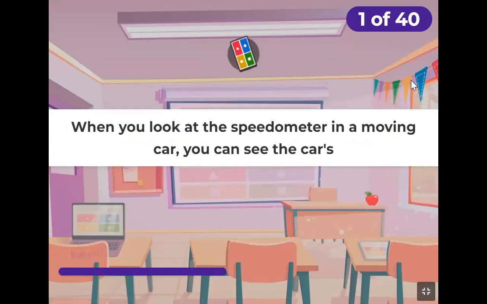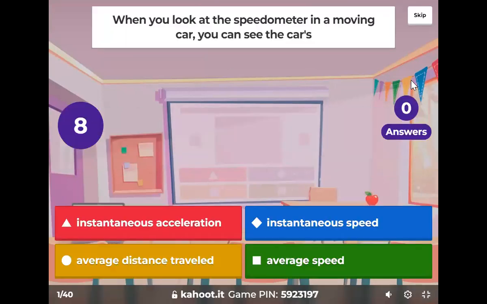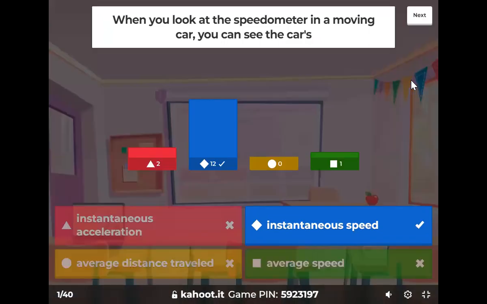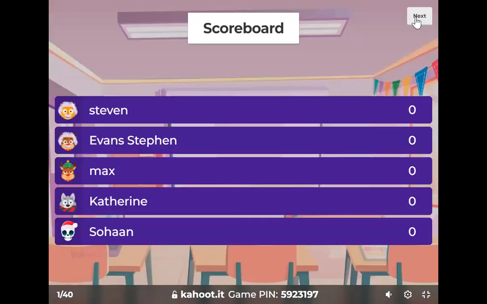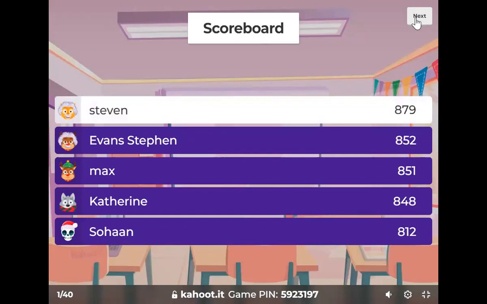When you look at the speedometer in a moving car, you see instantaneous speed. How fast are you going at that instant? Instantaneous speed. Points on the board.